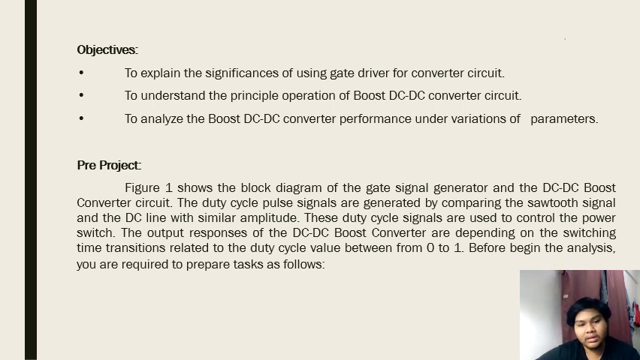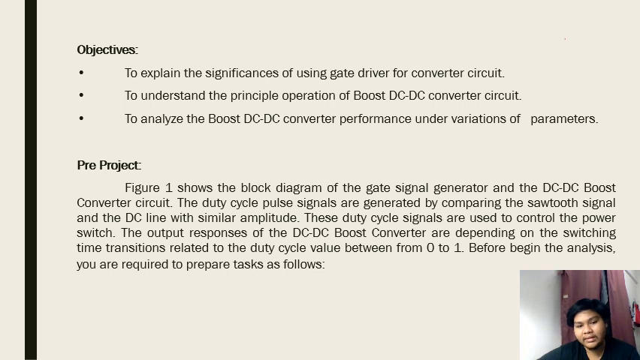Okay, the pre-project. Figure 1 shows the block diagram of the gate signal generator and the DC-DC boost converter circuit. The duty cycle pulse signal is generated by comparing the sawtooth signal and the DC line with similar amplitude. This duty cycle signal is used to control the power switch. The output response of the DC-DC boost converter depends on the switching time transition related to the duty cycle value between 0 and 1. For our group, we use 0.7.